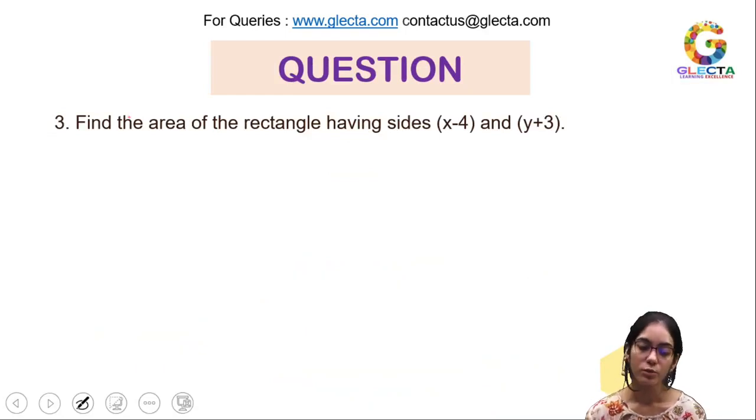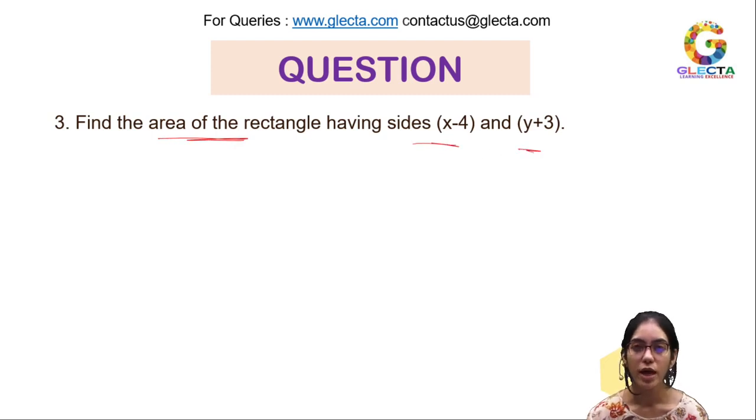Okay, we are provided with this question. Find the area of the rectangle whose sides are given to be x minus 4 and y plus 3. We have two variables, x and y. So what is the area of a rectangle? It is length into breadth. So all we have to do is multiply the length into breadth.